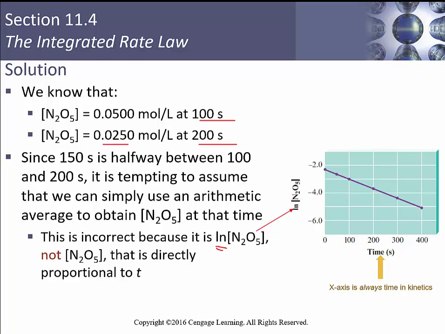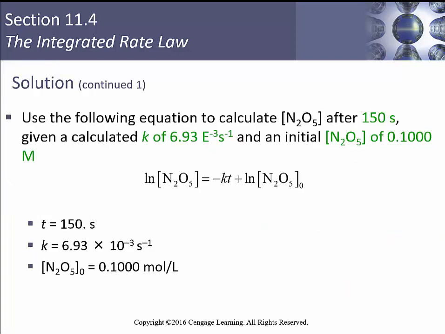So it's directly proportional to t. Right? It's our natural log, not just our concentration. Okay? So use the following equation to calculate after 150 seconds, given a calculated k that we would have gotten from our slope before, and an initial concentration.